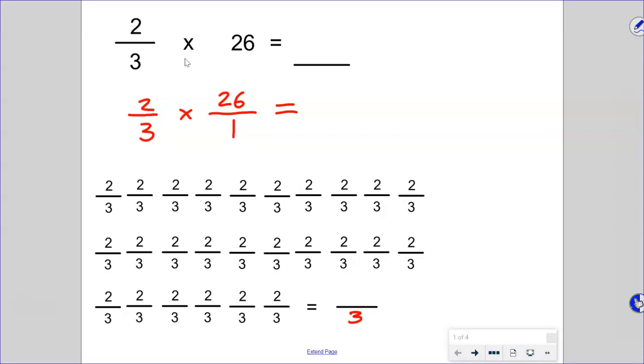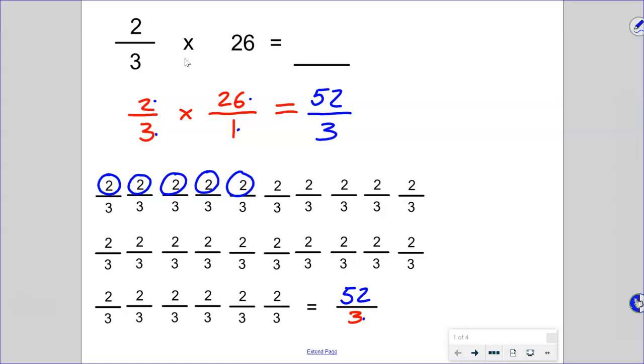So I'm going to start by multiplying my numerators. I'm going to multiply 2 times 26, and that gives me 52. And just so we're clear, that is exactly what we would have been doing down here. We would have been adding the number 2, 26 times, and when you do that, that's going to give us 52. And now, across the bottom, we're going to multiply 3 times 1, and that means our denominator is still going to be 3, just like we talked about a moment ago. So when I do 2/3 times 26, when I add 2/3, 26 times, it gives me 52 thirds.